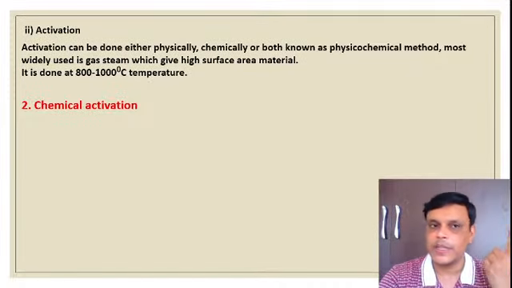Then the second method for the preparation of activated carbon. First we have seen the physical method, which contains two steps: carbonization and activation. And the second method is chemical activation.